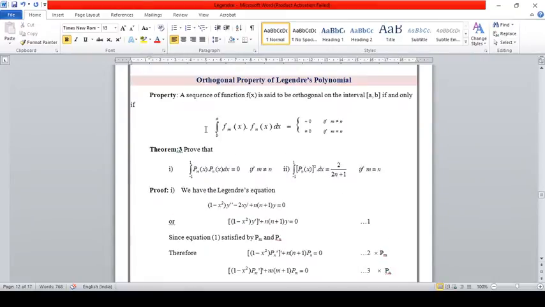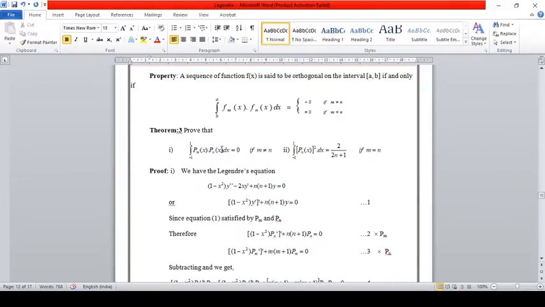Now, based on this property, the theorem: prove that the first condition is the integration from minus 1 to 1 of P_m(x) P_n(x) dx is equal to 0 if m and n are different, and the second condition is the integration from minus 1 to 1 of [P_n(x)]^2 dx is equal to 2 upon 2n plus 1 if m is equal to n. If m and n are different we have the first condition; if m and n are the same we have the second condition.